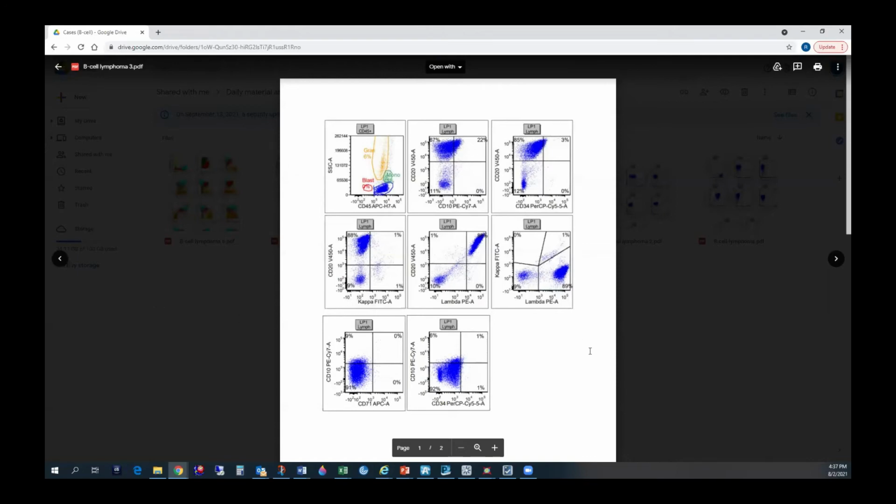Okay. Third one. Who's gonna do this? I can do this. Okay. So in the first one, side scatter and CD45, we seem to have an increased lymphoid population with brighter CD45. Those cells in the second plot have bright CD20 and are negative for CD10. In the next one, they are bright CD20 and negative for CD34. Then they're negative for kappa. They seem positive for lambda, so lambda restricted. Again, in the next one, they're basically lambda restricted. CD10 negative, CD71 negative, CD10 and CD34 negative.